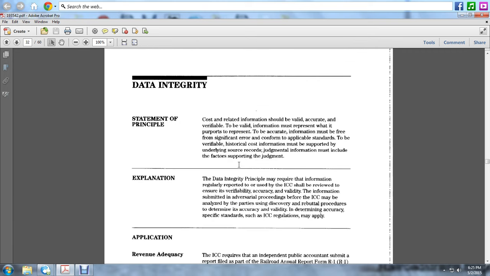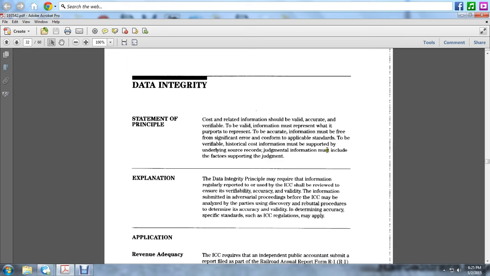Data integrity. Statement of principle. Cost-related information should be valid, accurate, and verifiable. To be valid, information must represent the purpose of the representation. To be accurate, information must be free from significant error and conform to the applicable standards. To be verifiable, historic information must be supported by the underlying source.